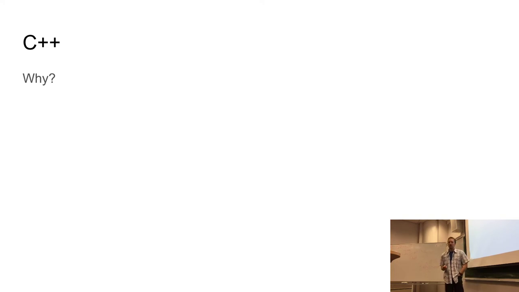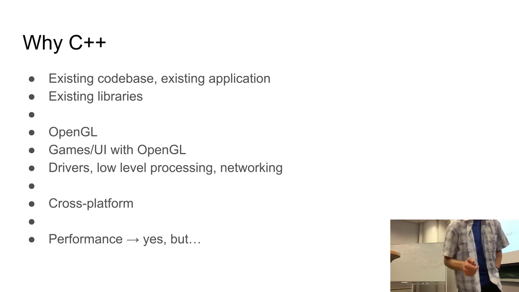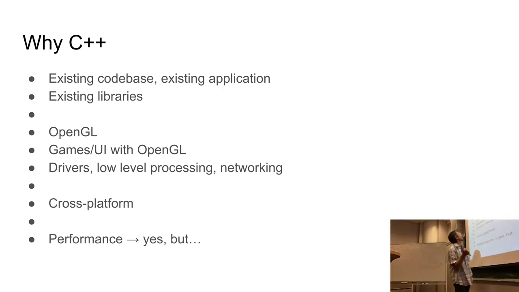Yeah, those are good points. So let's see how many I came up with. So existing code base and existing libraries, that's the main reason why we have C++ code on Android or iOS. Games, OpenGL, drivers, low-level processing, networking, OS support, yeah.